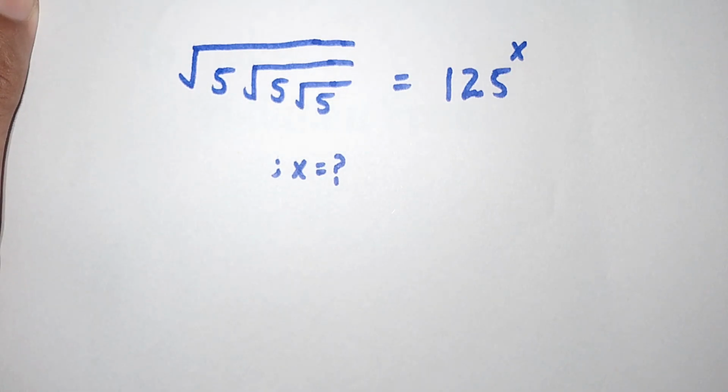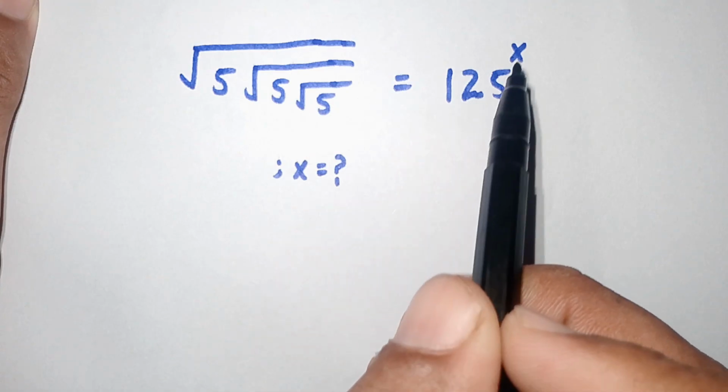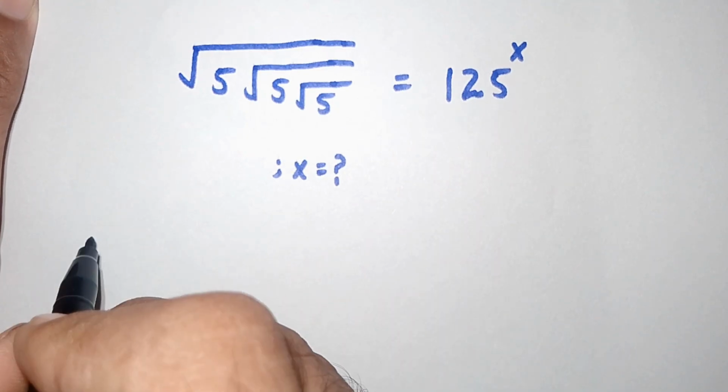Hello, you are welcome. How to solve this interesting question? Square root of 5 under square root of 5 under square root of 5 is equal to 125 to the power of x, and we have to find the value of x.